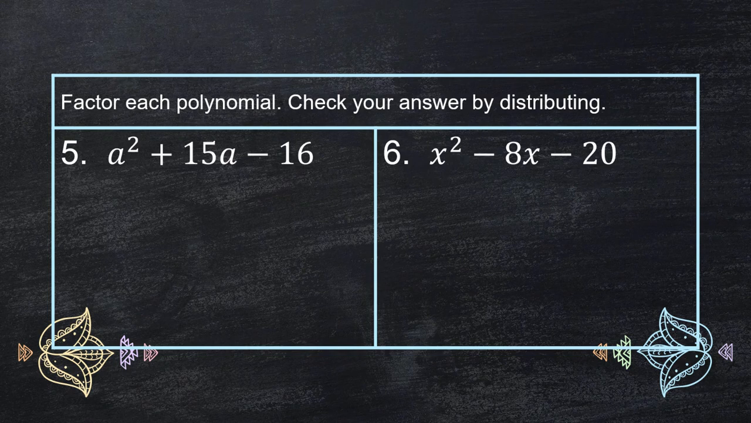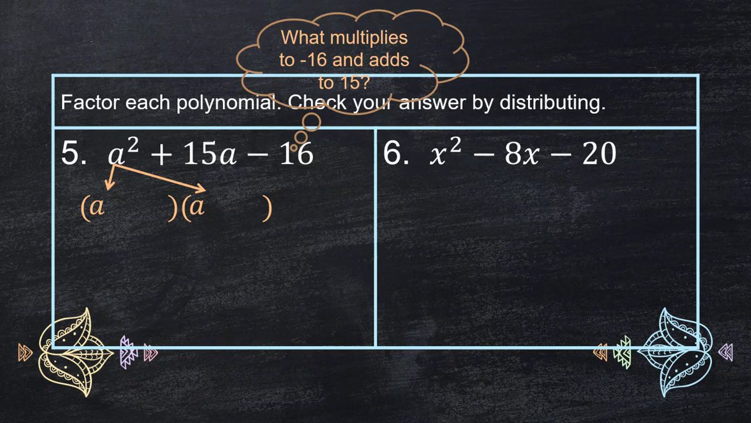Number 5, start with your two sets of parentheses, split up the a squared. What multiplies to negative 16 and adds to positive 15? So to multiply to a negative, we have to have different signs. So what factors of 16 would have a difference of 15? That would be 1 and 16. Make that a plus 16 and a minus 1 because they have to add to positive 15.